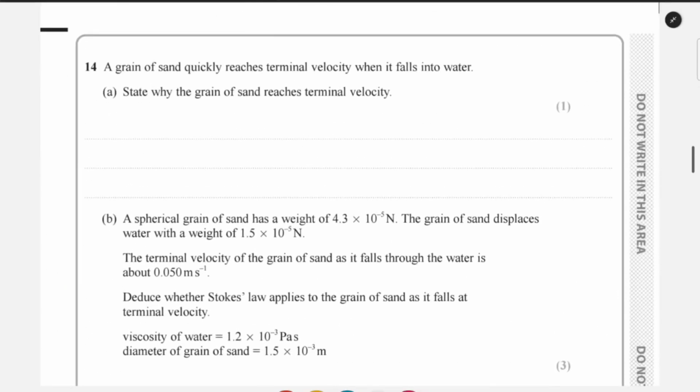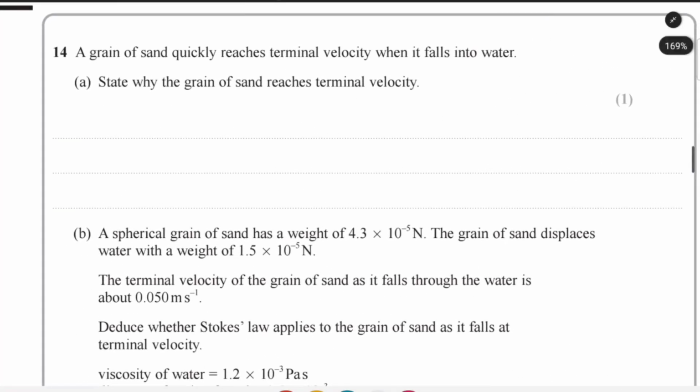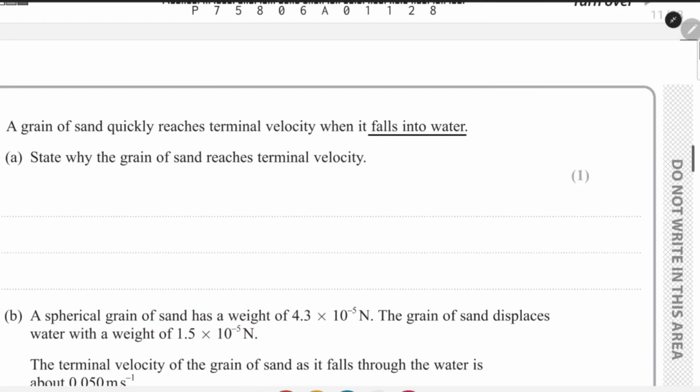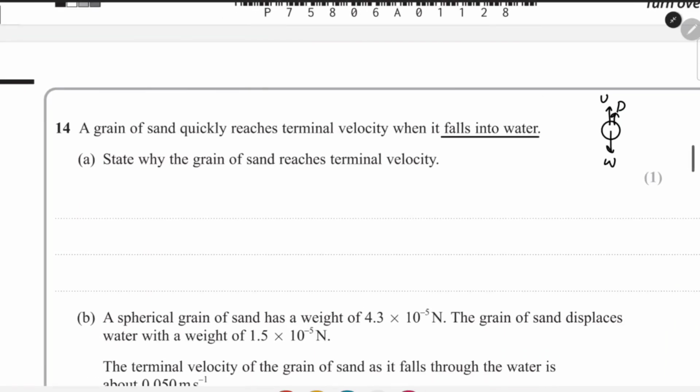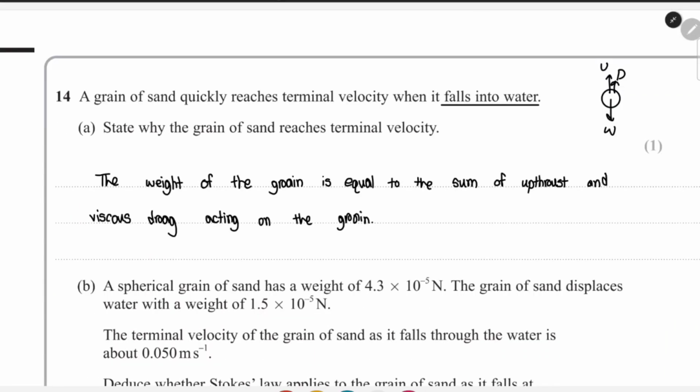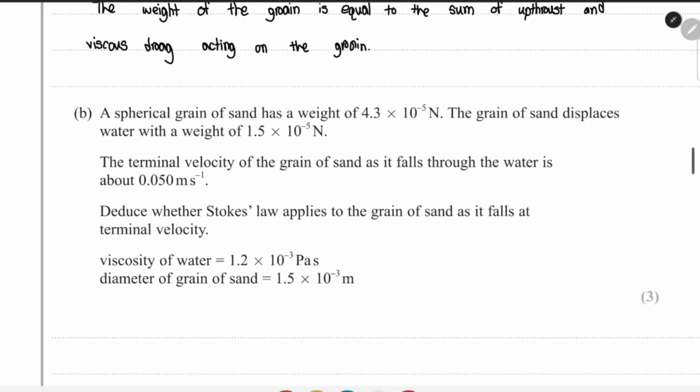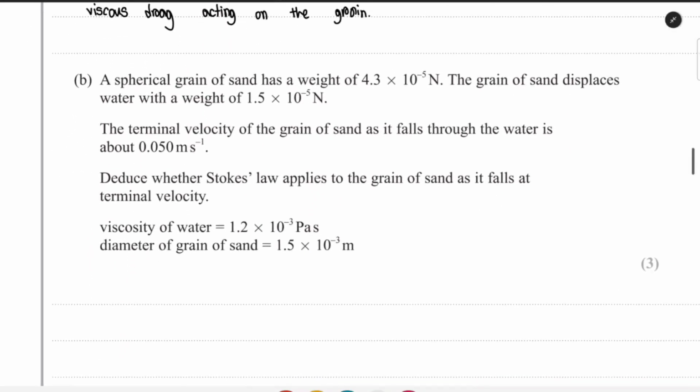Now on to question 14. We are told that a grain of sand quickly reaches terminal velocity when it falls into water. We need to state why the grain of sand reaches terminal velocity. Now the terminal velocity is a constant velocity, and it's reached when the weight is balanced by the upthrust and the drag. So upthrust plus viscous drag is equal to the weight. So this is the answer. If this happens, the resultant force will be 0 and there will be no acceleration.